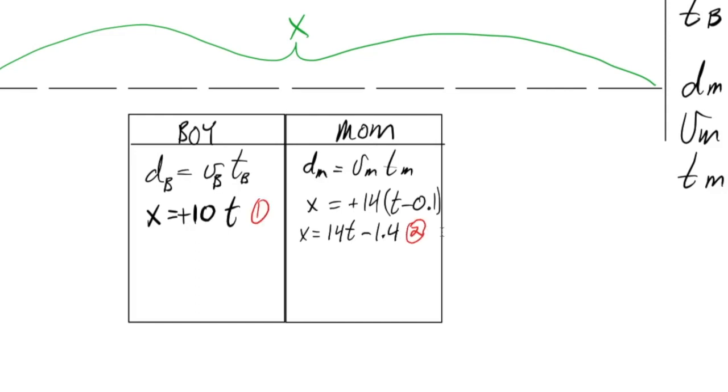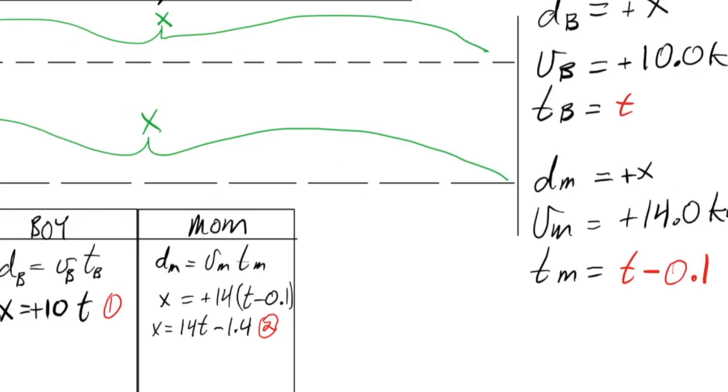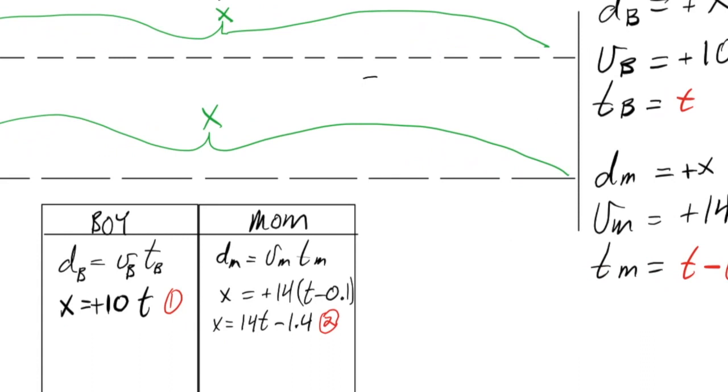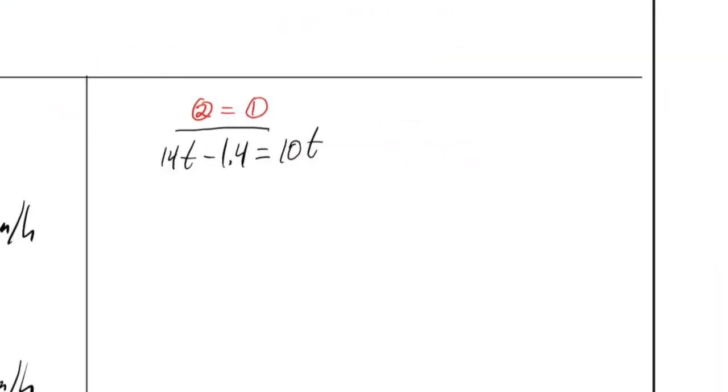We didn't see a 1.4 last time, did we? We're going to do the same thing we did before. Equation 2 equals equation 1. So equation 2 is x is equal to 14t minus 1.4. Equation 1 is 10t. Collecting like terms, we're going to bring the 10 to the other side, and we're going to take that negative 1.4 and bring it to the other side.